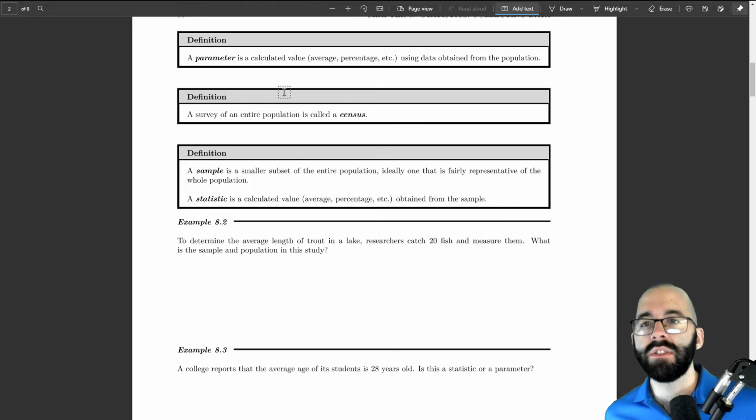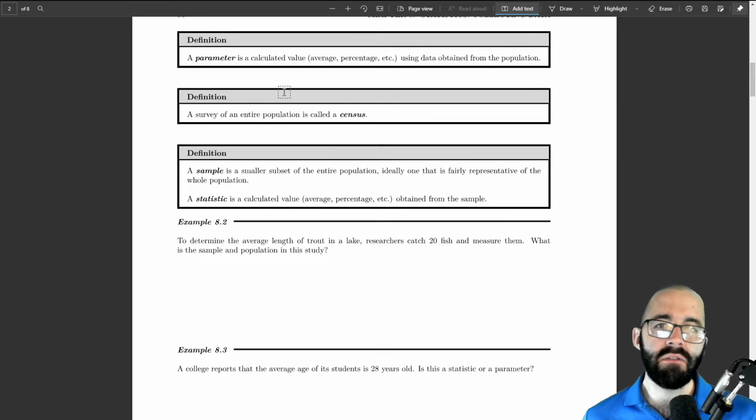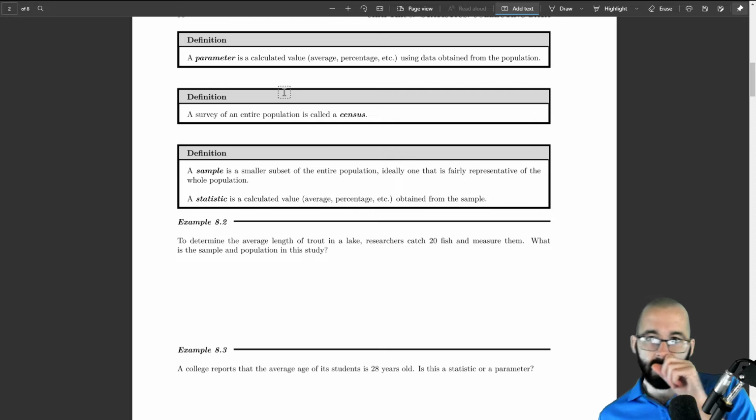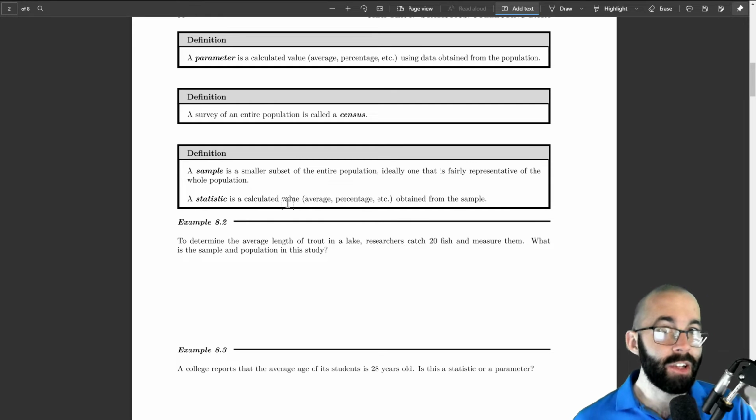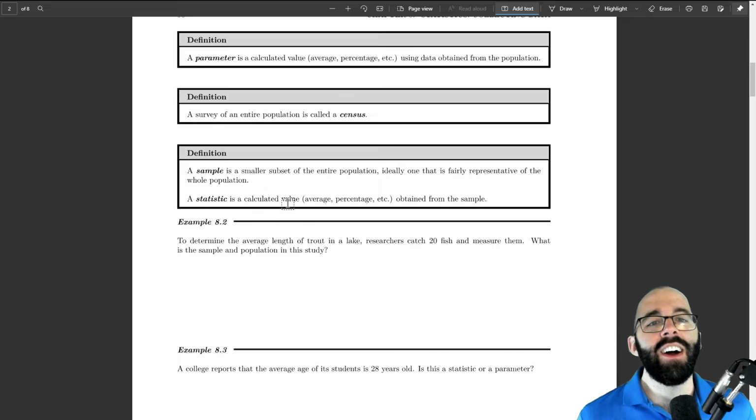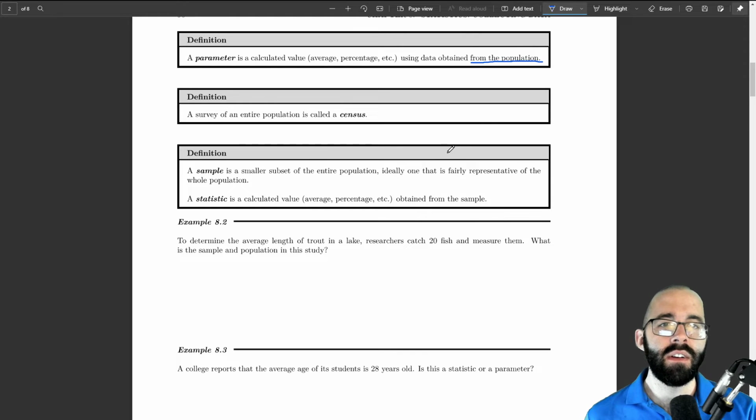So a couple more definitions. A parameter is a calculated value, and this value might be an average, it might be a percentage, it might be something else, using data obtained from the population. So this is contrasted, let's look down here. They're really far away, but look at parameter and look at statistic. Very similar definitions. A statistic is also a calculated value, maybe like an average or a percentage or something, obtained from the sample. So that's just a big thing right here, right? A parameter is information from the population.